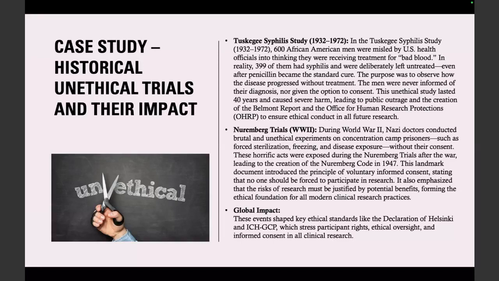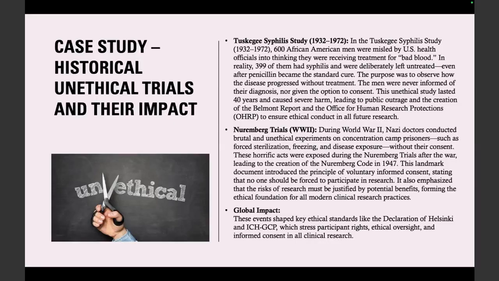So out of 600 patients, 399 had syphilis, and the government doctors had no intention of treating them, not even when penicillin became widely available in the 1940s, when the standard treatment for this disease was available. For 40 years, these men were monitored to study how syphilis progresses when left untreated. Even when some of them went blind, became paralyzed, and a few patients died, doctors continued the experiment. The doctors did not stop their experiment, without even informing them about their actual condition and offering them the cure.